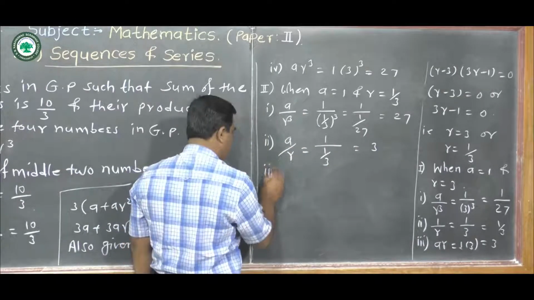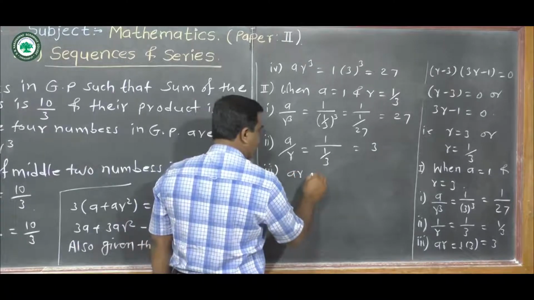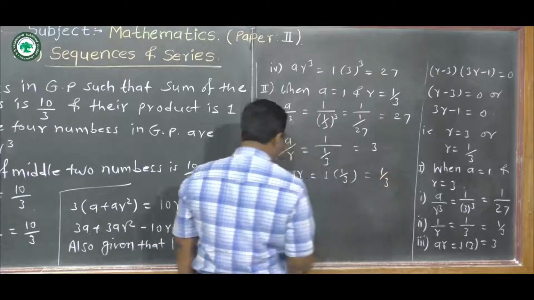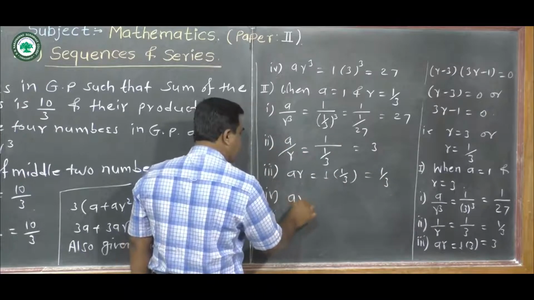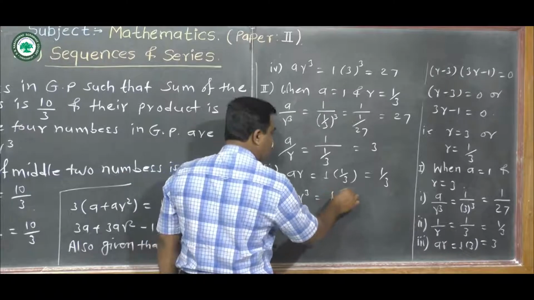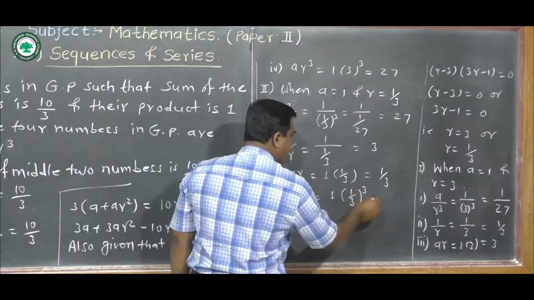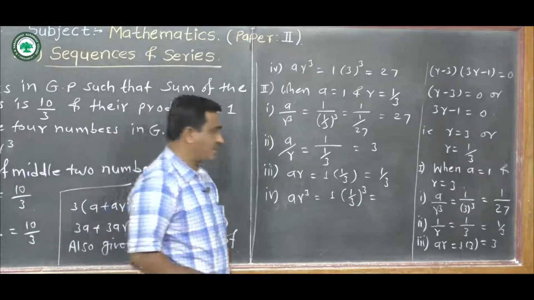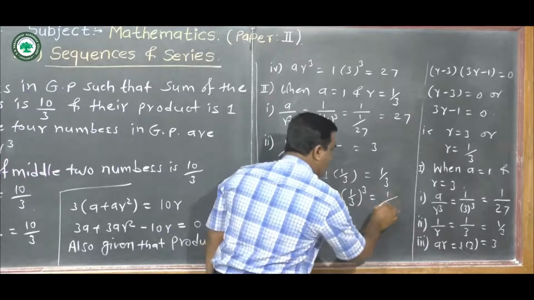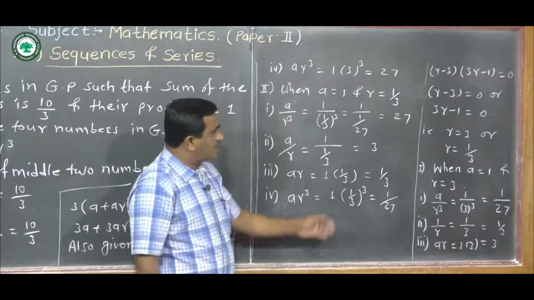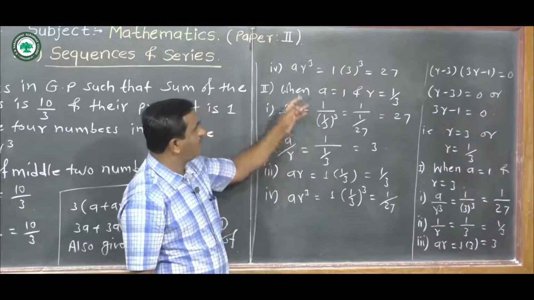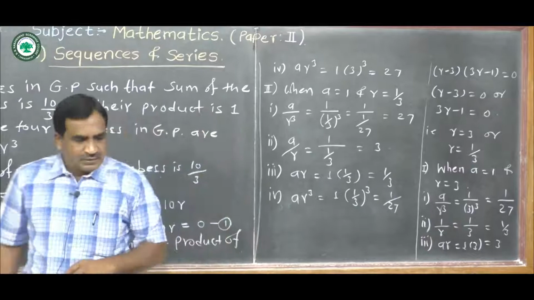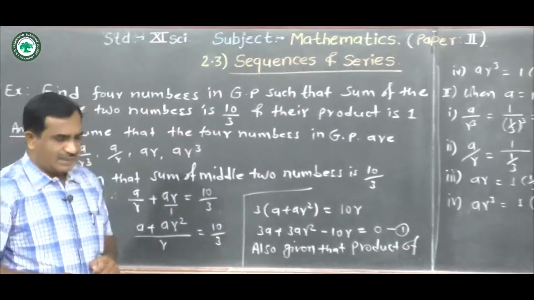Third number, a into r, that is 1 into 1 by 3, is equal to 1 by 3. Fourth number, a into r cube, that is 1 into 1 by 3 raised to 3, equal to 1 by 3 raised to 3 means 1 by 27, that is 1 upon 27 into 1, we get 1 upon 27. Now these are the numbers in GP when a is equal to 1 and r is equal to 1 by 3. Okay, so this is the answer for this example. Now we see the next example.